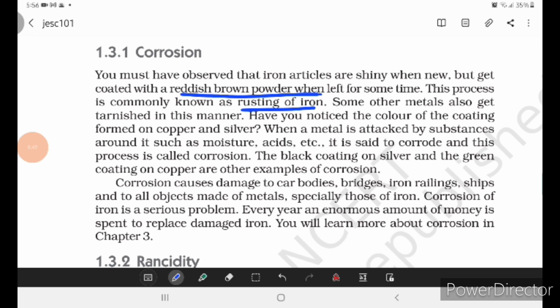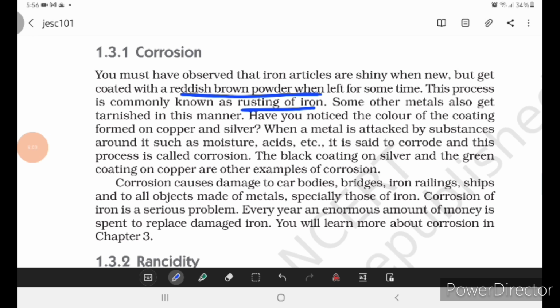You can see, for example, silver gets tarnished and gets a coating on it. Copper also gets a green color coating. So all this comes under corrosion. Have you noticed the color of the coating formed on copper and silver? Yes, that's what I said.